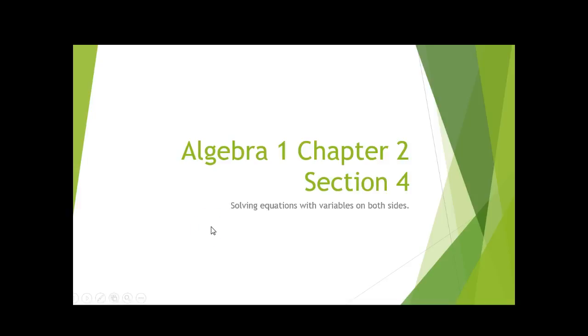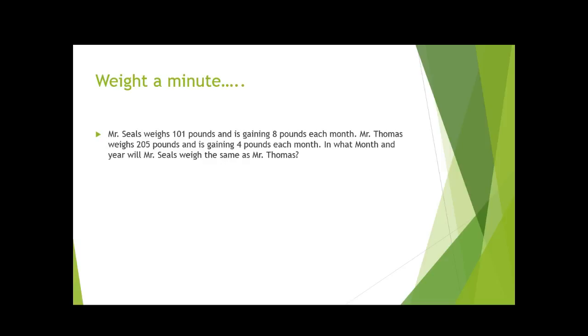Chapter 2, Section 4, we're going to be solving an equation with variables on both sides, and this is what it's going to look like. Mr. Seals weighs 101 pounds and is gaining 8 pounds each month. Mr. Thomas weighs 205 pounds and is gaining 4 pounds each month. In what month and year will Mr. Seals weigh the same as Mr. Thomas?